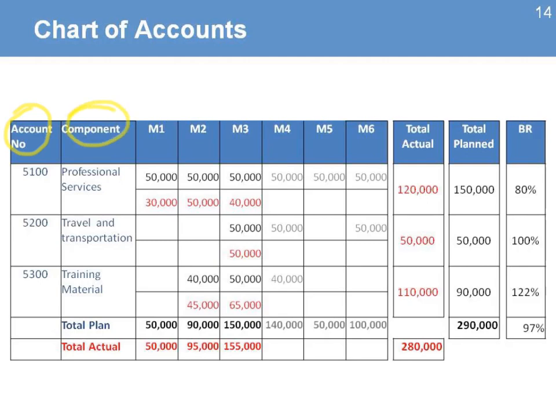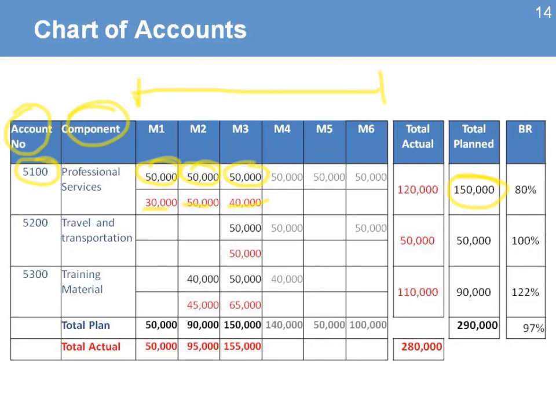describes the component or the area of that account. And you can have periods. In this case, we're going to look at 6 months. And the information that we have is, first, how much we're planning to spend each month on the activity and the account 5100s. We plan to spend this amount, and as we start making progress, every month we start collecting the data, the actual expenditures we made.